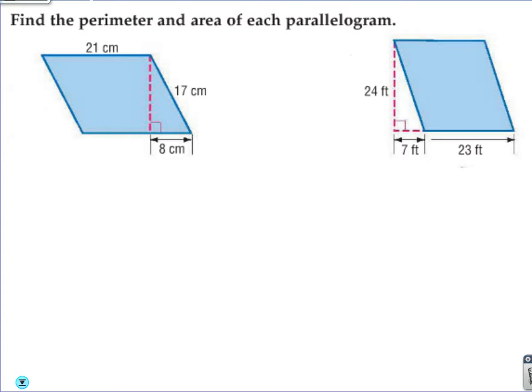21, 17. Good job. 21 times 2 plus 17 times 2. Somebody did that for me. Perimeter is equal to 76 inches. And again, notice it's measured in inches.